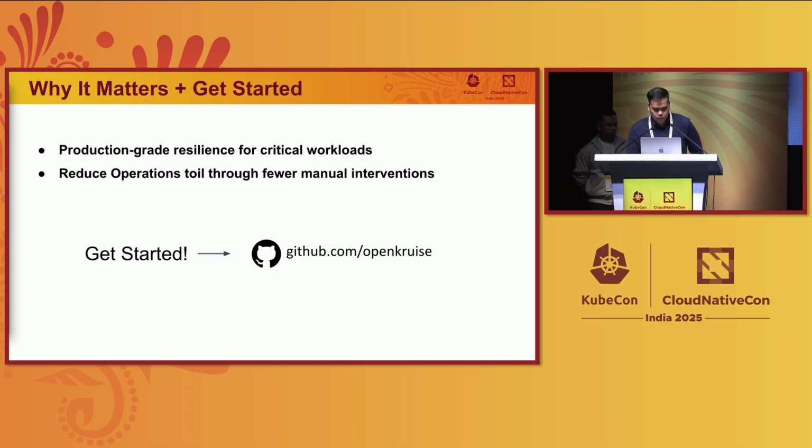And why does this really matter for us? Yes, because OpenKruise provides production-grade resilience for critical workloads, like advanced deployment strategies, automated rollbacks, and intelligent pod distribution. And the second one is reduced operational toil, with automated lifecycle management, self-healing capabilities, and intelligent scheduling.